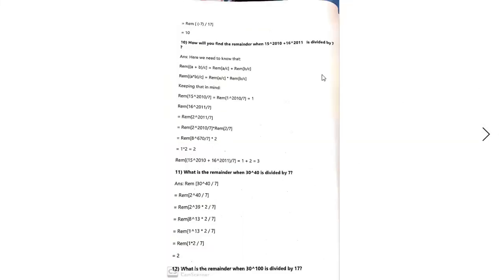But answer is never negative. So if we are getting the remainder negative, we will simply add the number by which we are dividing. So we are dividing by 17. So it would be minus 7 plus 17. See, minus 7 plus 17, that would be 10.